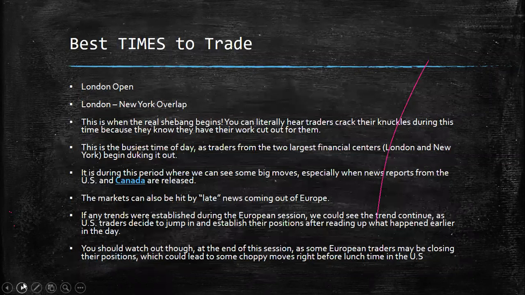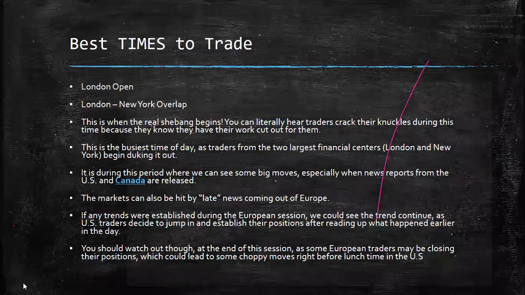The markets can also be hit late by news coming out of Europe during the New York session. If any trends were established during the European session, we could see potential trend reversals here or potential continuation as U.S. traders decide to jump in and establish their positions after reading up on what happened earlier during the London session. Again, fair warning, watch out. At the end of this session, some European traders may be closing their positions, which could lead to a slower market or choppy moves.